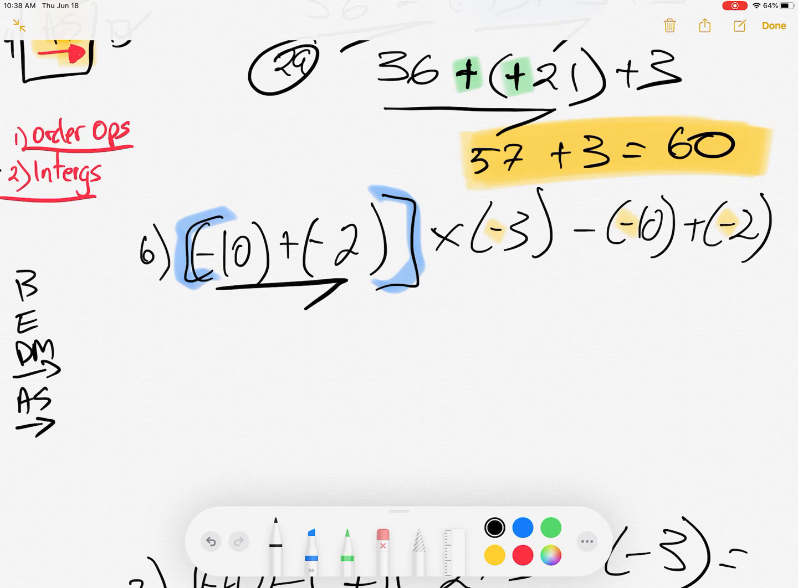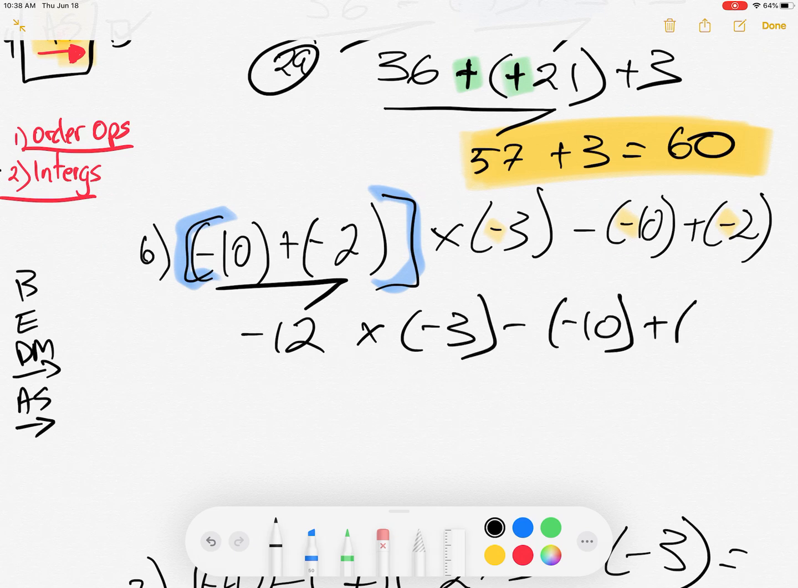I'm going to go negative 10 plus negative 2. Now, same sign, keep the sign. And I just add. So I'm going to get negative 12. I bring the rest down. This here is the step that most students, or many students, are not willing to do. And that's why most students get these wrong.